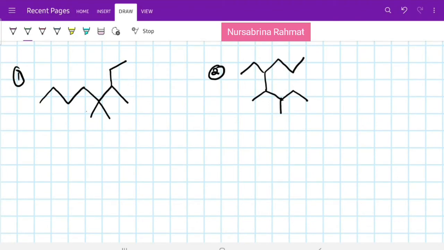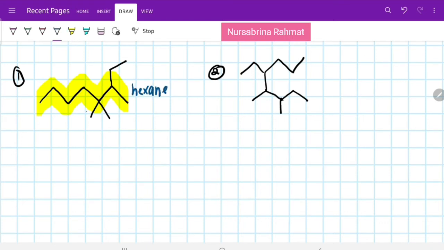If just now you were given an IUPAC name and you needed to come up with the skeletal structure, in this one I give you the skeletal structure and you need to come up with the IUPAC name. Let's follow the steps. The first step, you need to find out where your parent chain is, which is the longest carbon chain in your molecular structure. So highlight it: 1, 2, 3, 4, 5, 6. So there are 6 carbons in your parent chain. That means this is your hexane.